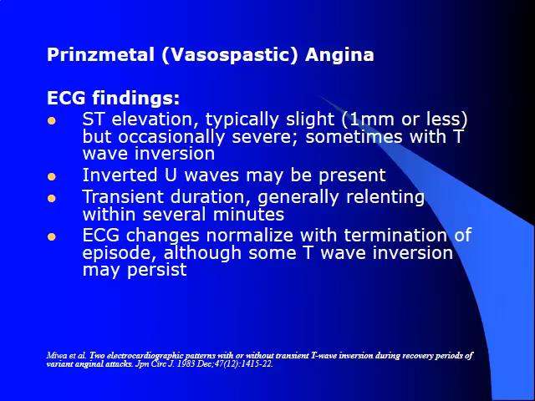ECG findings, usually you'll have ST elevation, typically minimal, 1 millimeter or less, but you can occasionally have severe ST elevation with T-wave inversion. You may recognize inverted U waves. It's a transient duration, generally relenting within several minutes. The ECG changes generally normalize with the termination of the episode, although you may see some continuing T-wave inversion persisting after the episode is over.